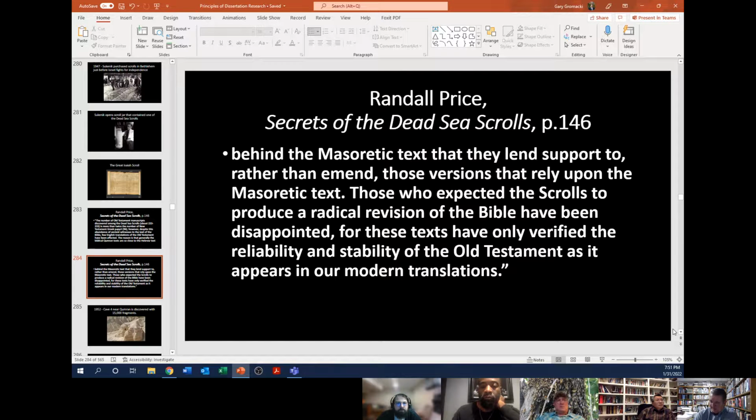Masoretic text. What it does show us is that for over 1,000 years, the Hebrew Bible was carefully copied by scribes, right? So they knew the middle word, the middle letter of the Torah, for instance. Those who expected the scrolls to produce a radical revision of the Bible have been disappointed. These texts have only verified the reliability and stability of the Old Testament, that is its text, as it appears in our modern translations.